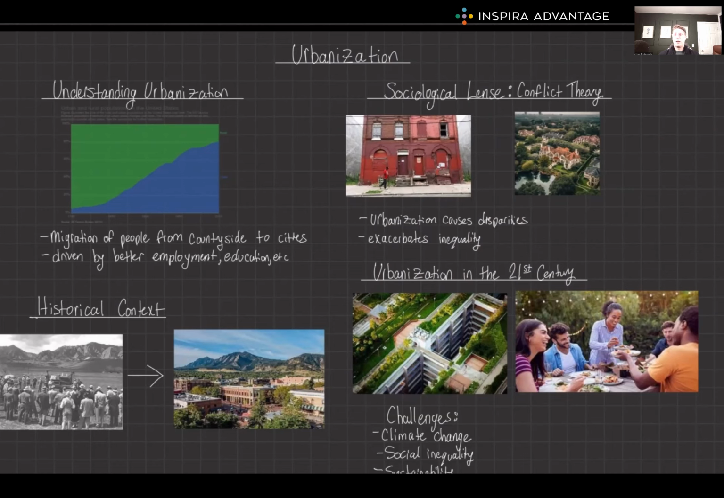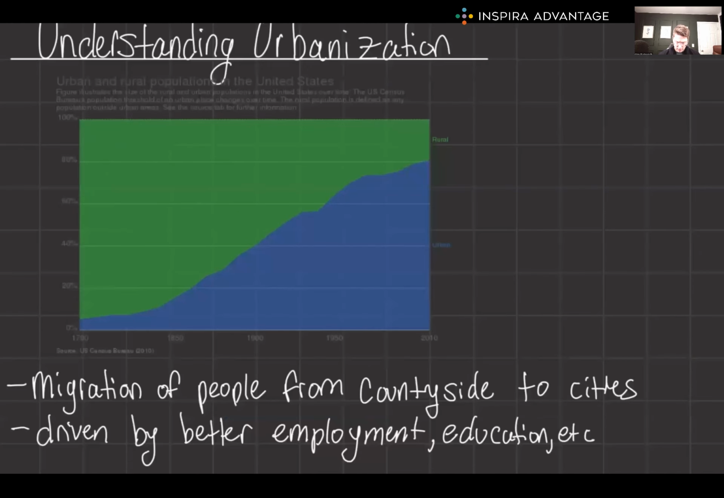Today, we're embarking on an enlightening journey through the phenomena of urbanization, understanding its implications through the lens of sociology. Urbanization isn't merely a demographic shift, but a complex process with profound impacts on society and individuals alike. Individuals like you, who need to know this for the MCAT Psych-Soc section. First, we need to understand what urbanization is and where it's coming from.